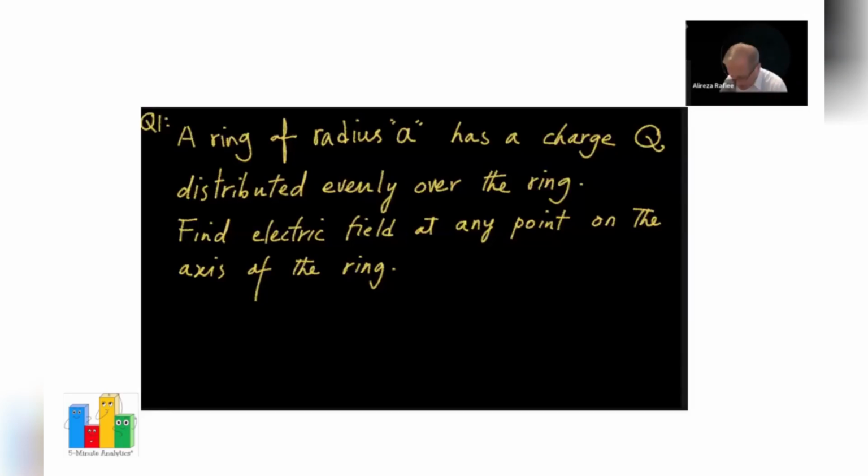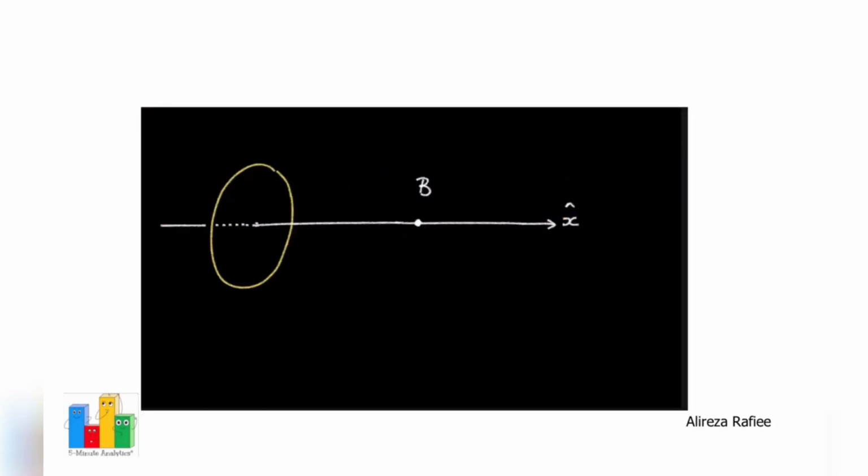Okay, we have a ring of radius a, with a charge of Q distributed evenly over the ring. We want to know what is the electric field at any point on the axis of the ring. So first, let's draw a diagram for it.